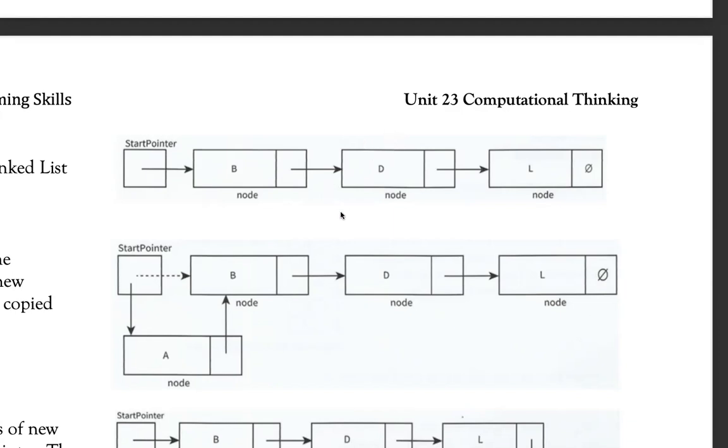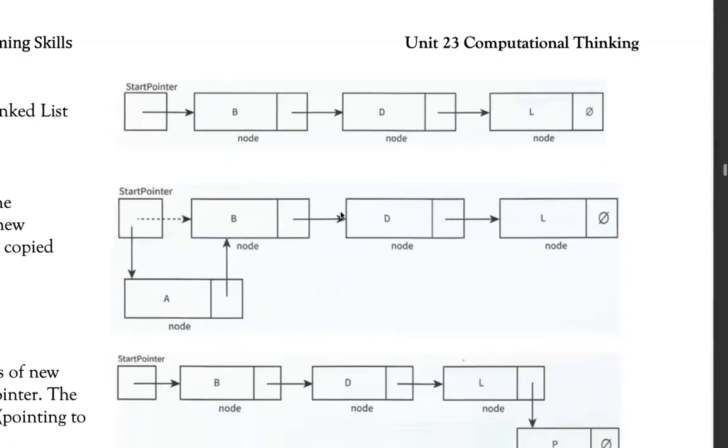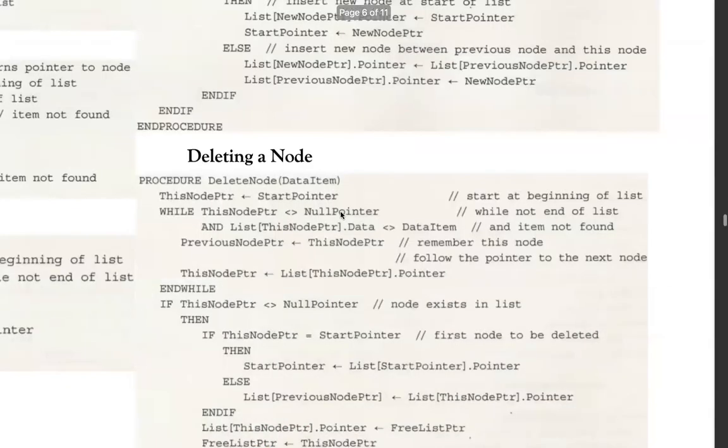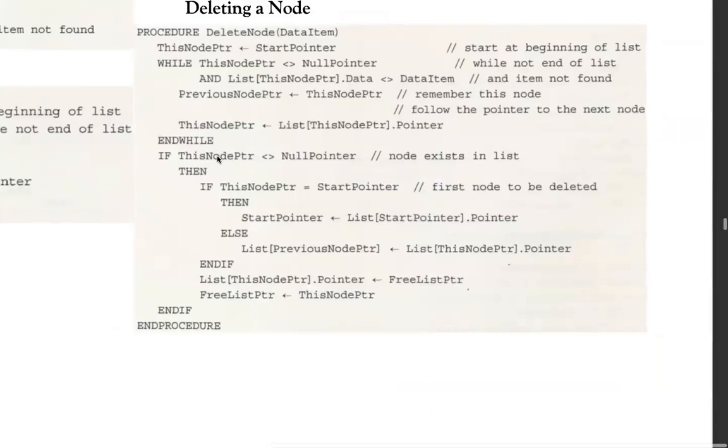And if it's not equal to null, that means I exited the loop with the actual position where that data item is, which I want to delete. So that's where this condition is used here. If this node pointer is not equal to null pointer, it means the data item that you're trying to access exists. So if this is true, that means there is something to delete.